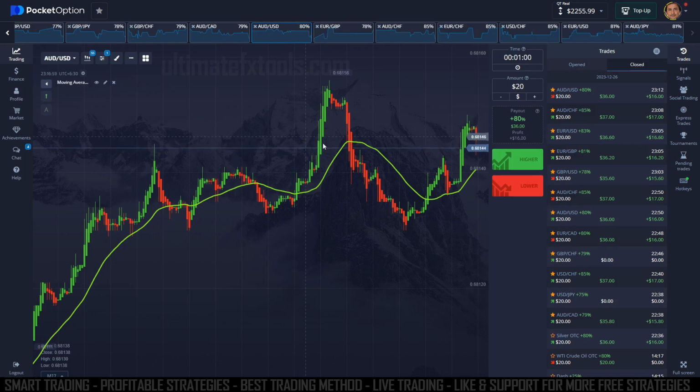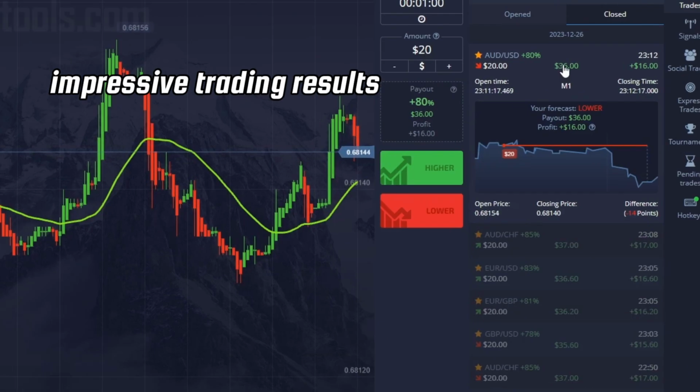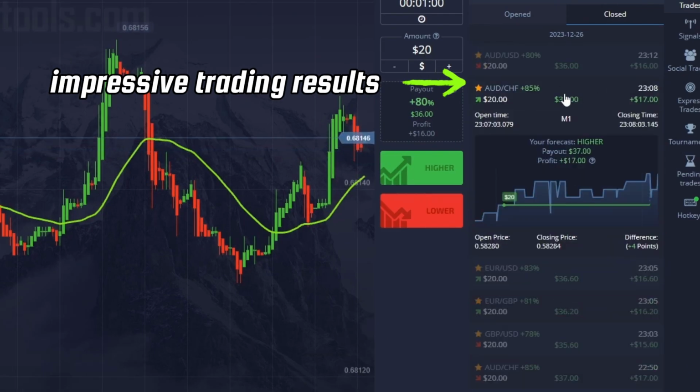Good day traders, we have an amazing strategy here trading with Pocket Option. This is perfect for new traders who want good trading returns with a high winning chance rate. We got good trading results on our past trades.